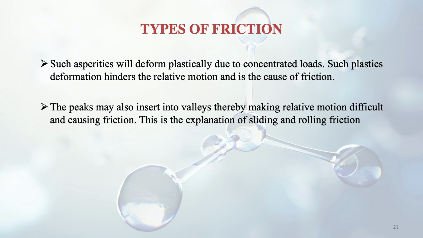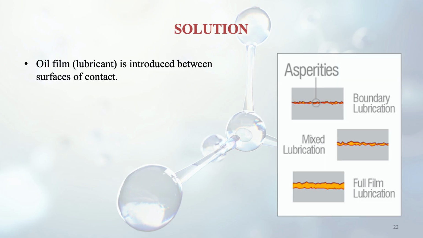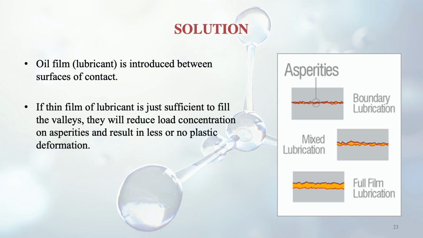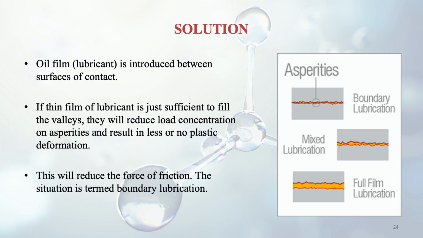So what is the solution for avoiding this friction which is hampering the things? There is oil film lubricant which is introduced between the surfaces of contact, and if a thin film of lubricant is just sufficient to fill the valleys, then it will reduce the load concentration on the asperities and result in less or no plastic deformation, and this will reduce the force of friction. And this type of lubrication is known as boundary lubrication, because the film of lubrication is thin.